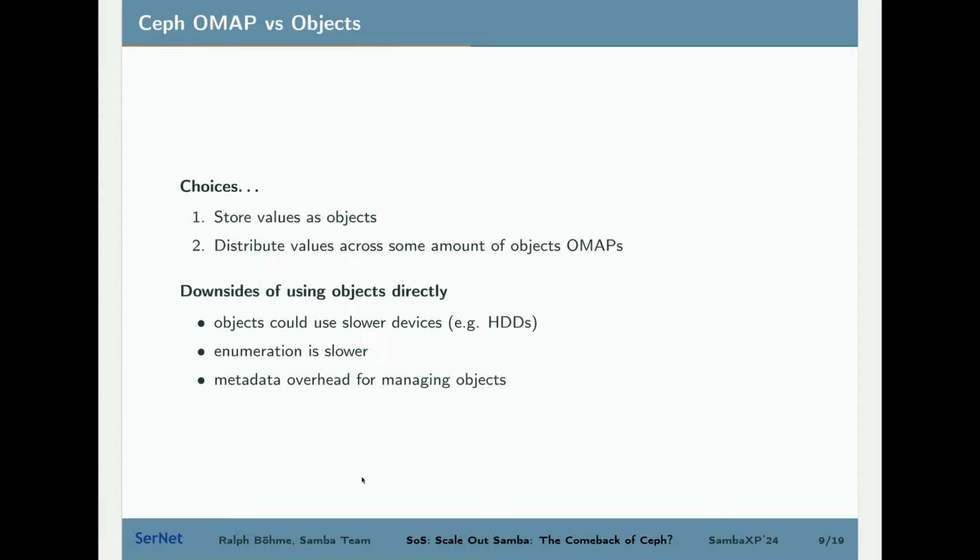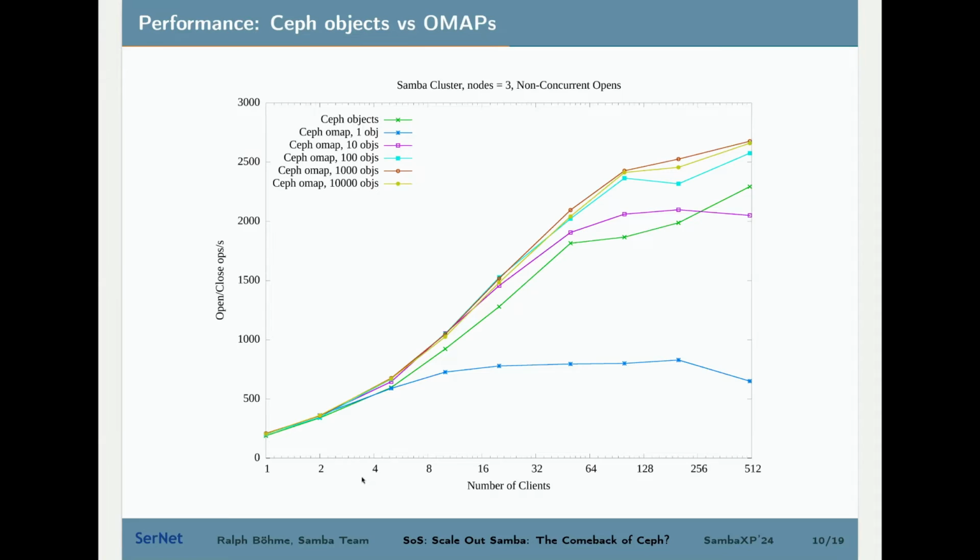Enumeration of the objects is supposed to be slower, which is also of some concern for us. And then there's a metadata overhead for managing the object. That metadata is going to be stored in OMAPs. So it's kind of like if we would be using just objects directly, we would write to OMAPs anyway. So in theory, it doesn't really make any sense to store our data in objects. But anyway, I tested it.